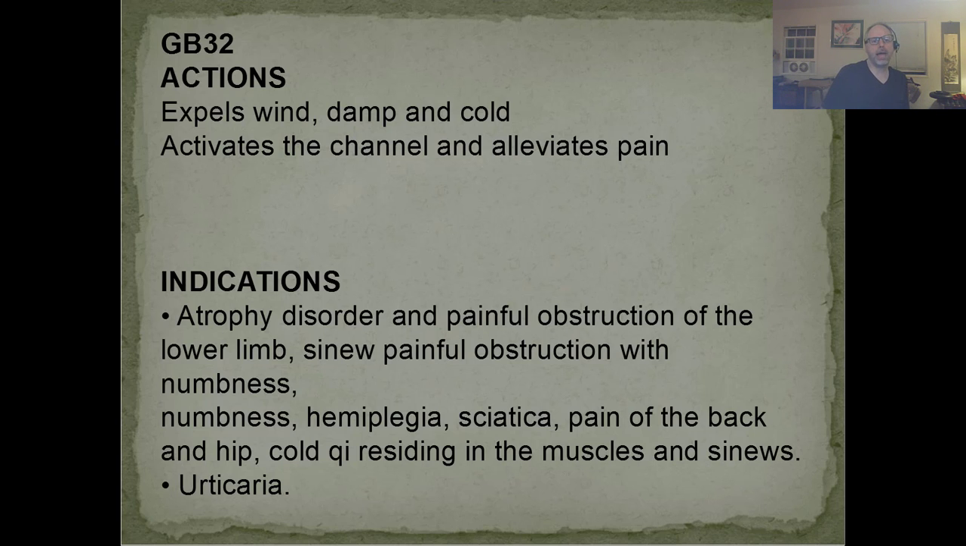This is all about atrophy disorders and painful obstruction of the lower limbs, numbness with hemiplegia, sciatica, pain of the back and hip, cold qi residing in the muscles and sinews. Remember what I mentioned a couple slides ago about that cold being trapped in the tissue after they come out of the operating room? There it is. Right there. Boom.